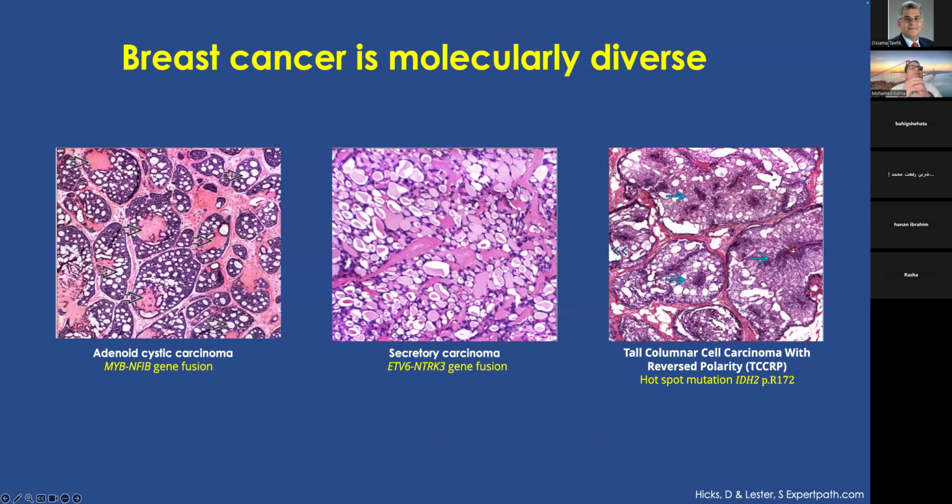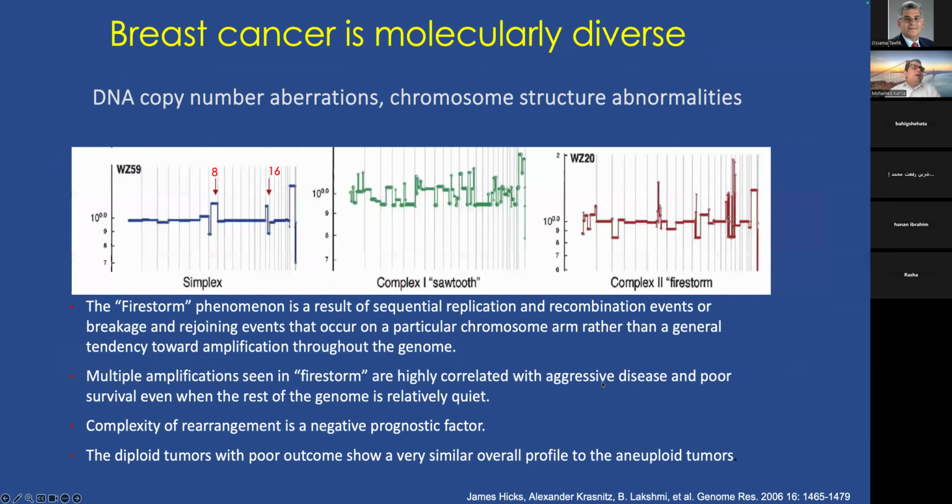Breast cancer is very molecularly diverse. Some of these rare breast cancer types are fusion driven, like the adenoid cystic carcinoma, with the MYB-NFIB gene fusion. Secretory carcinoma of the breast has the ETV6-NTRK3 gene fusion. There is another very rare, newly recognized type, tall columnar cell carcinoma with reverse polarity, which has a hotspot mutation in the IDH2 gene. But what really characterizes most breast carcinomas in general, like IDC and others, is copy number gain, copy number loss, and structural abnormalities.